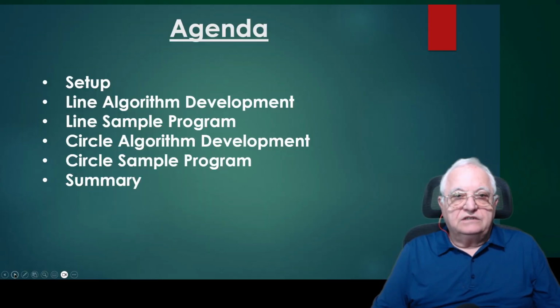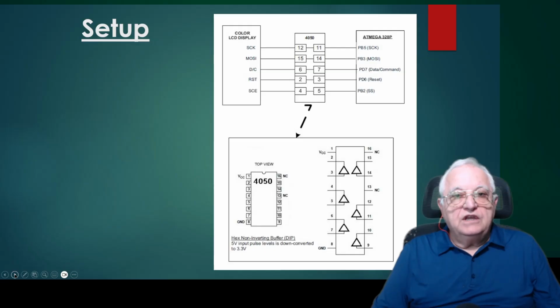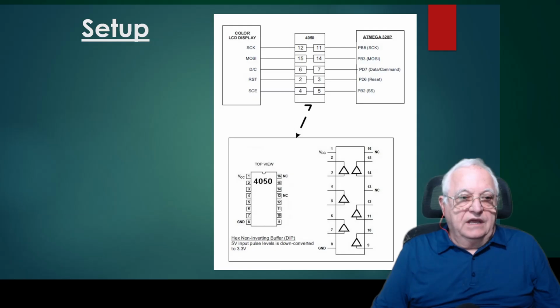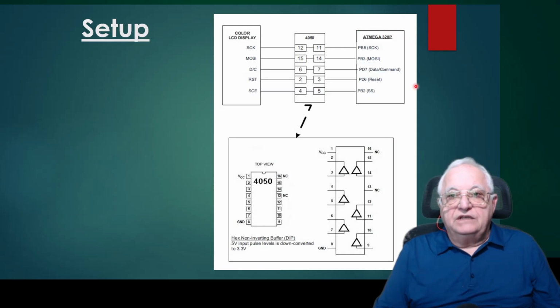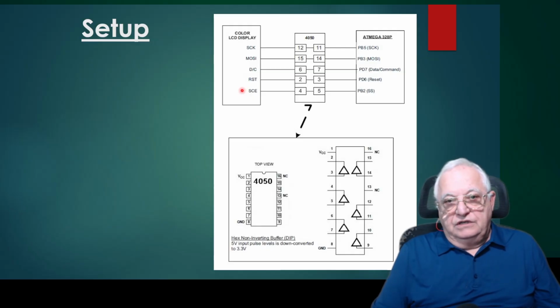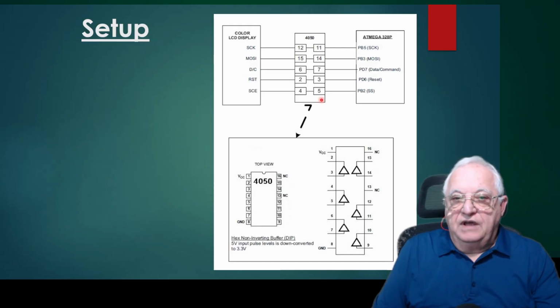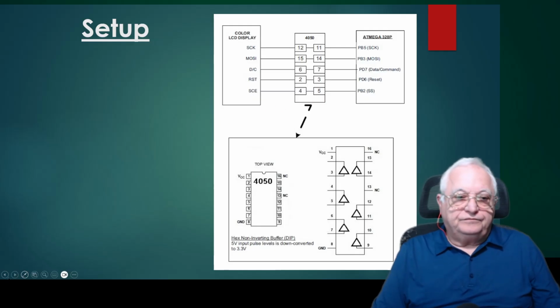So let's get started. So the setup: we have our ATmega328 hooked up to the hex non-inverting buffer DIP, the 4050, and in turn that's hooked up to the display. The reason we need the 4050 is because the display is a 3-volt logic display, so we use this to step down from 5 to 3 volts.